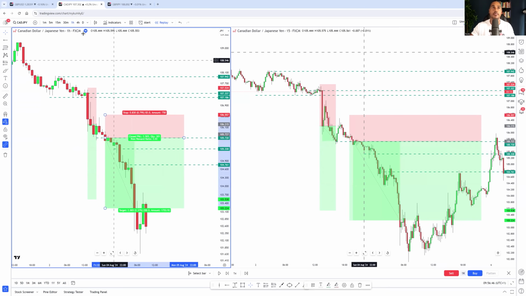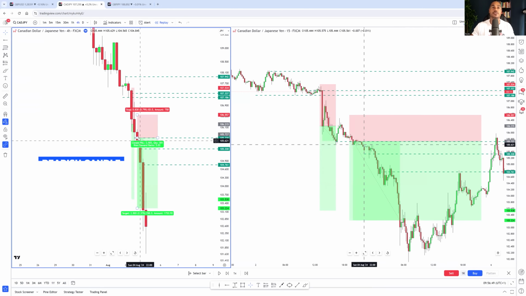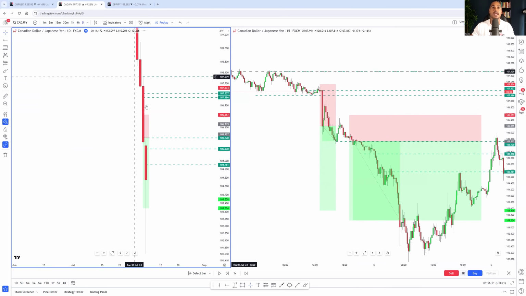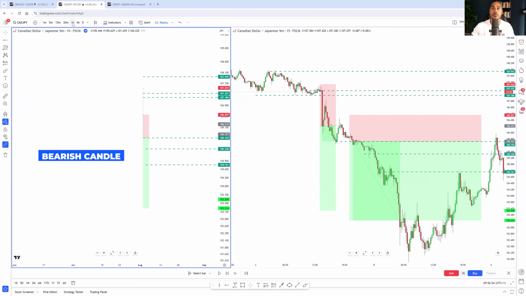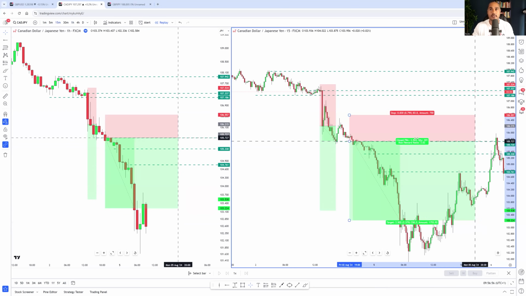If we pull this over and we go to the 4H, what are we doing here? We're entering on a bearish candle. What are we doing here on the daily? We're entering on a bearish candle. It's not rocket science, okay?